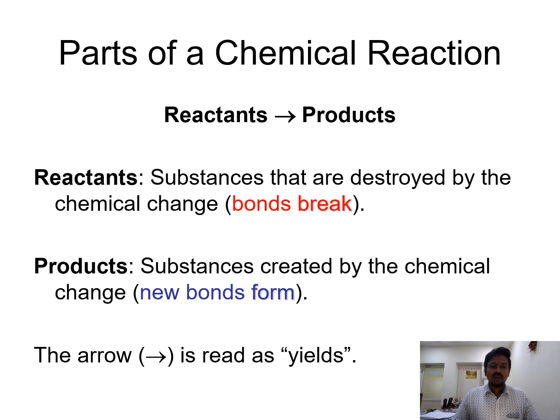There are many characteristic features involved in chemical reactions. One is reactants, another is products. What are reactants? Substances that are destroyed by the chemical change are called reactants. What are products? Substances created by the chemical change, where new bonds are formed. Among the reactants, while the reaction takes place, bonds will break. The arrow mark shows the yield.